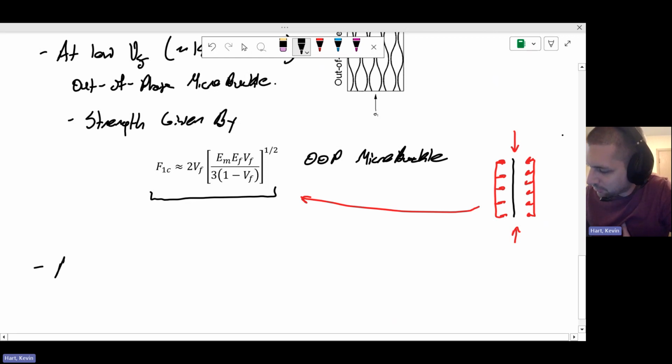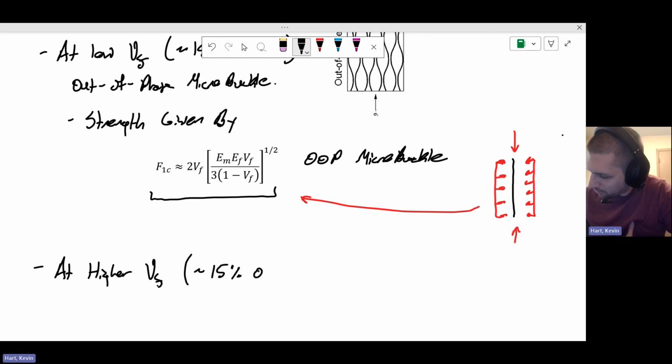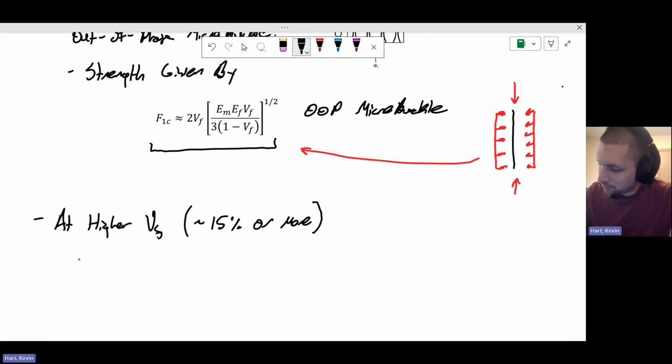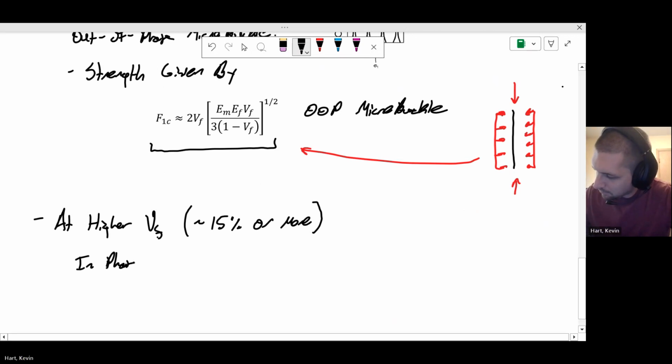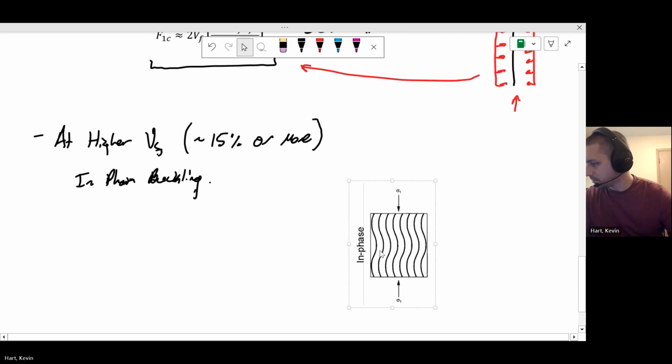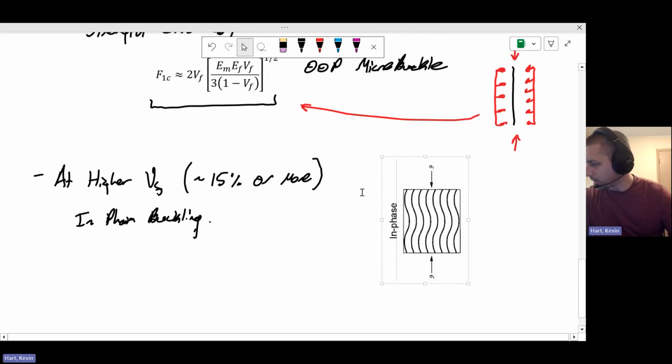So let's talk about higher volume fractions. And here I write in the notes greater than 10%, but let's say 10% or more. That's roughly it. Maybe 15 to 50% would be a reasonable value here. This is going to be in phase. And again, just so you have that picture, it looks a bit like this. So here's your in-phase microbuckling.